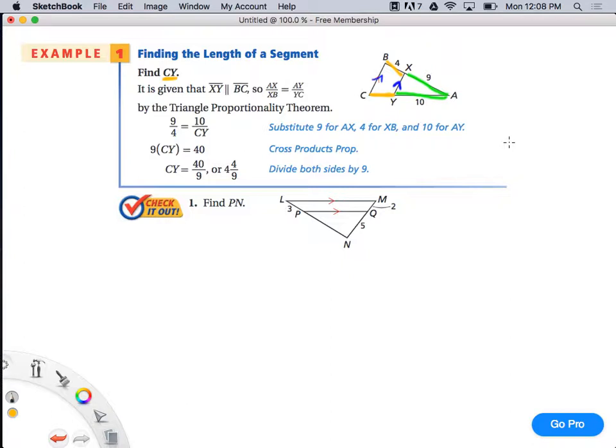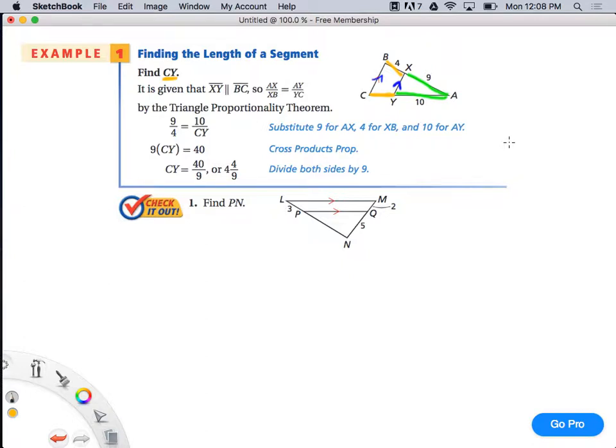Because they just said 9 over 4 equals 10 over cy. You don't have to necessarily do it in that order. You just have to compare the right ratios and make sure you're setting up the ratio correctly, just to show that they're multiplying by Pn. You don't have to put in parentheses.